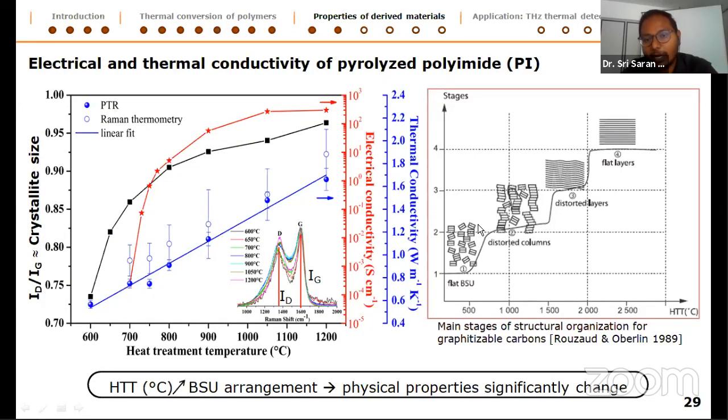So here, the explanation for formation of these structures was given by Oberlin in 1989, where they noticed formation of graphite sheets of flat layers from polyimide. Initially they are disordered, and then slowly they become stacking of the PSUs face to face. That means stacking one over the other. And at even higher temperature, there is a coalescence, coalescence between edge to edge. That forms disordered layers, and finally, if you go even higher, they become flat layers. So this is the explanation of why there is an increase of the electrical conductivity.